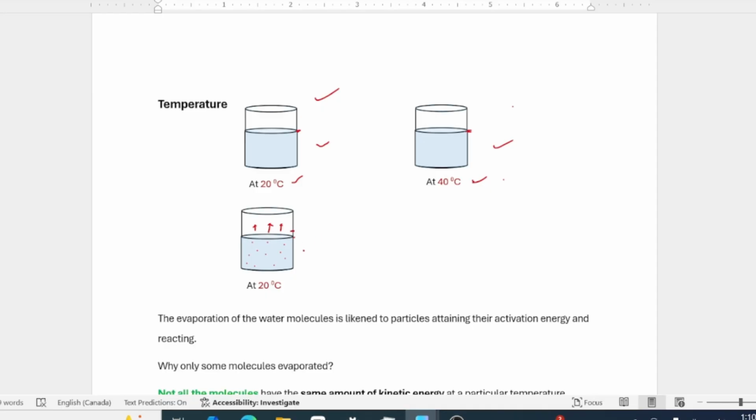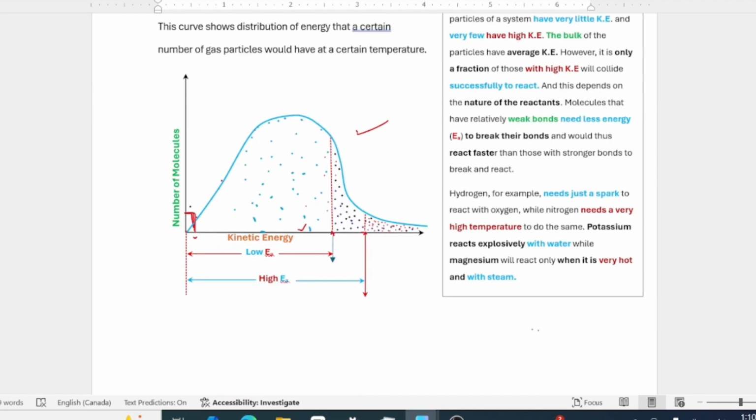So we can go back to the Boltzmann distribution curve. We can say that the area under this curve represents all the molecules in the beaker of water, and only those that had enough kinetic energy, probably represented by those in the shaded area here, evaporated. And that's analogous to a chemical reaction happening. Only a few molecules with that amount of energy will react.